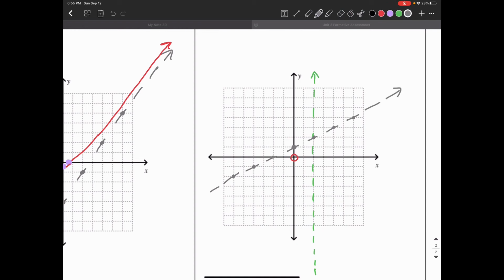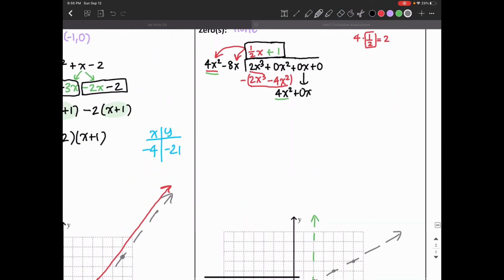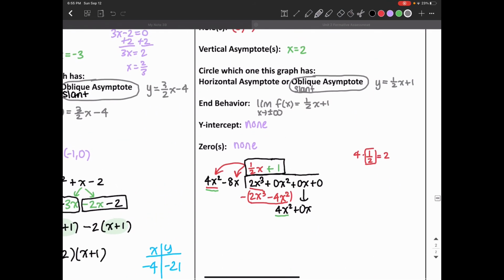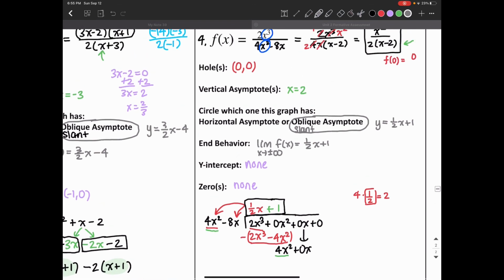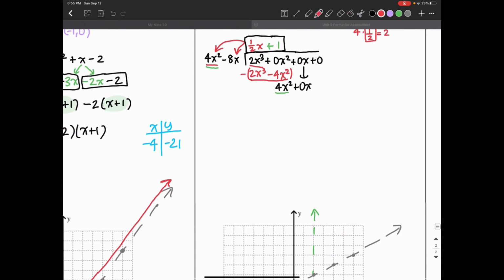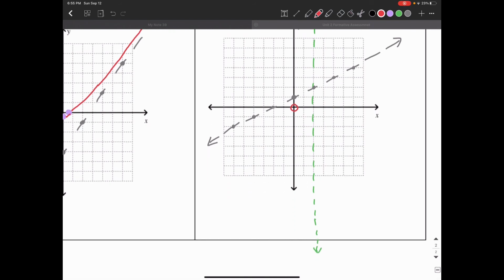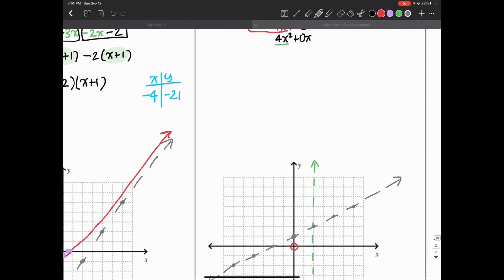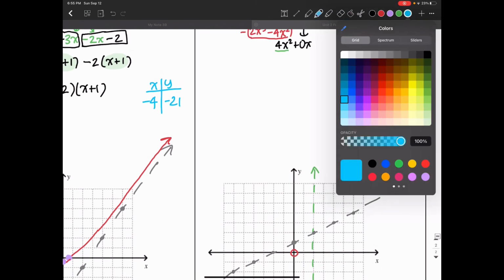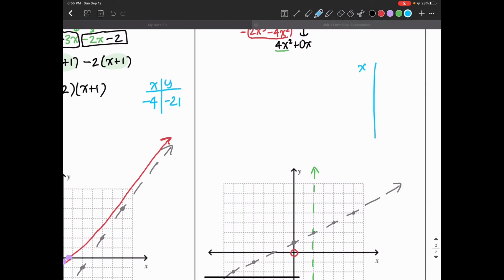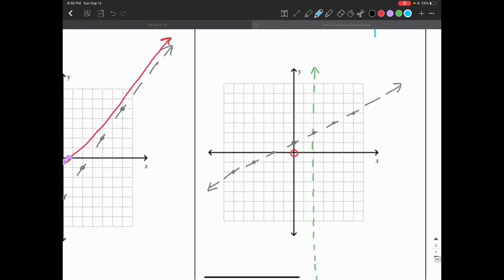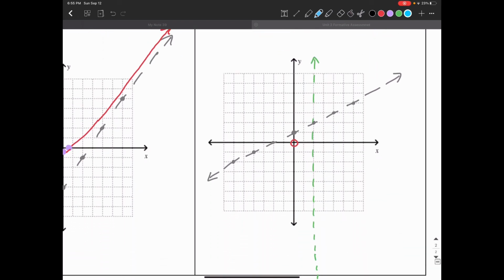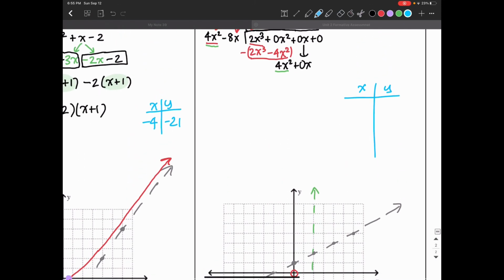Then I'm going to plot important points, because I don't have any except for that hole. Well, as I go to the left, actually, yeah, I need to check points. Let's check points. I'm going to make a table. I'm going to pick a point to the right of that hole. So I'm going to pick x is 1 to see if I'm going up or down.